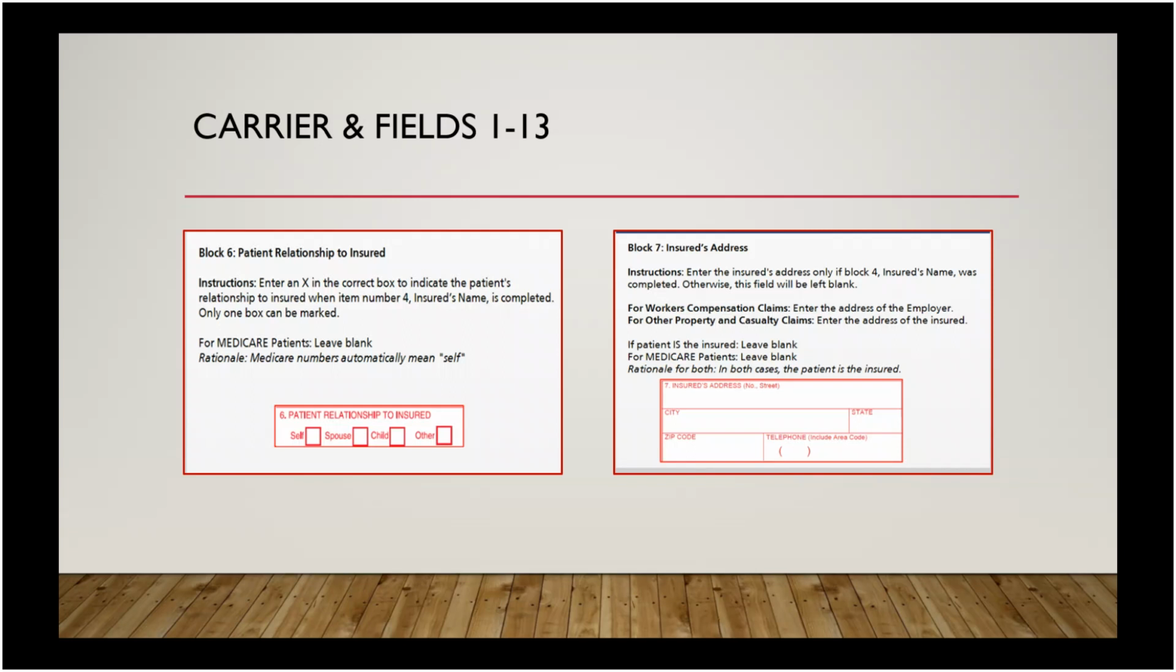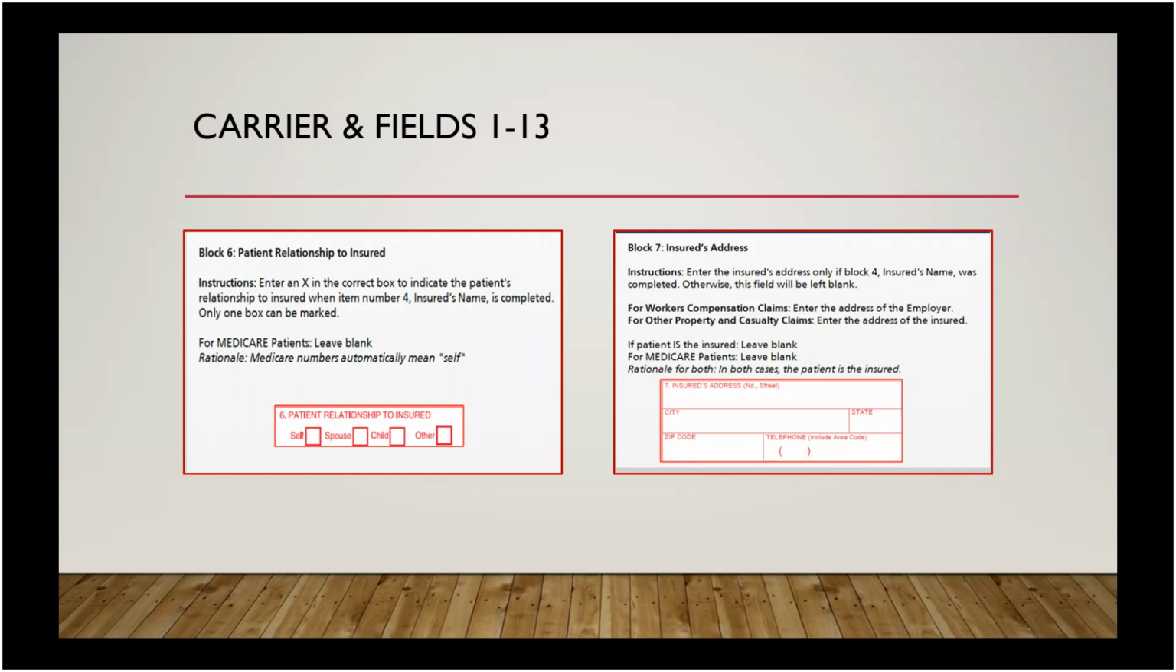Block 6 and Block 7. Block 6 is the patient's relationship to the insured. So again, when item number 4, insured name, is completed, only one box can be marked. For Medicare, patients leave it blank. Medicare's numbers automatically mean self. So again, we don't have to worry about that. Pay close attention to the ones that you do not need.